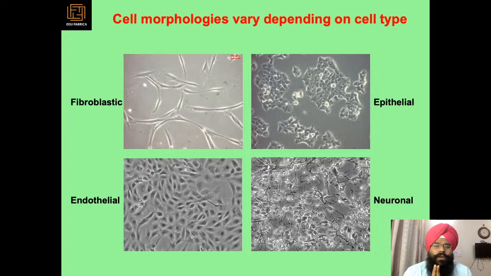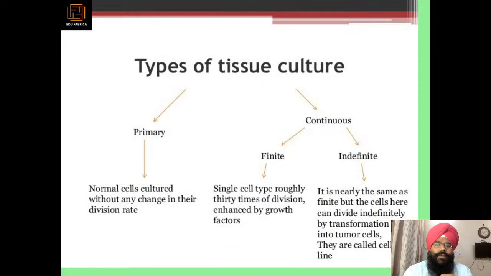So their cell morphologies vary depending upon cell type. So there's fibroblastic, endothelial, epithelial, and neuronal. So these are the four types of your cell culture techniques. So types of tissue culture.